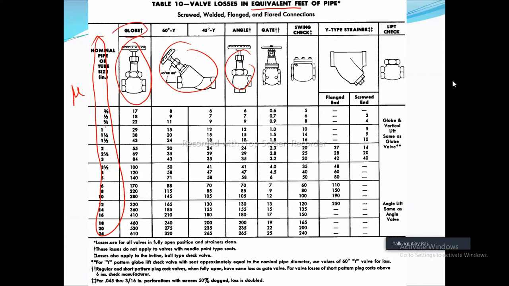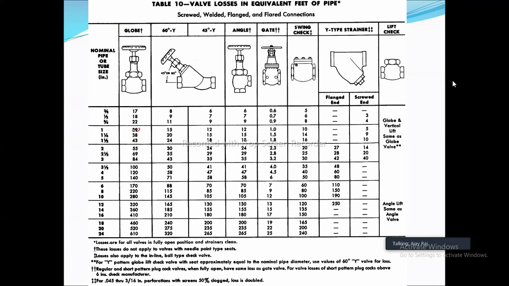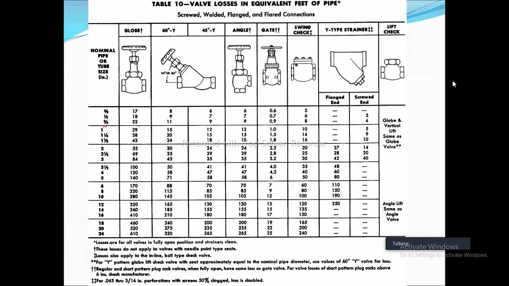For example, let's say it says 1 inch dia. So 1 inch means 25 mm. So if I have a globe valve, its equivalent length will be somewhere around 29 feet. I hope it is clear. Yes, sir. Okay, so it will be equivalent to 29 feet of pipe length.